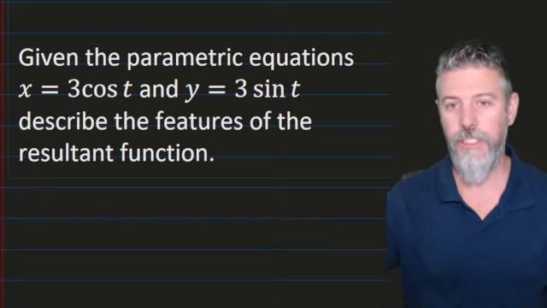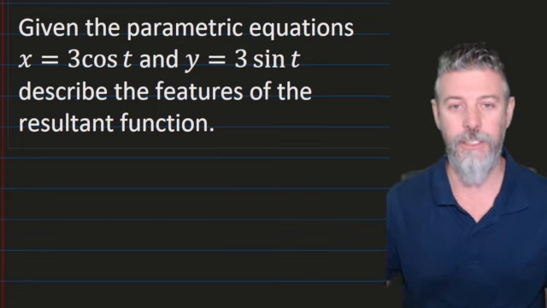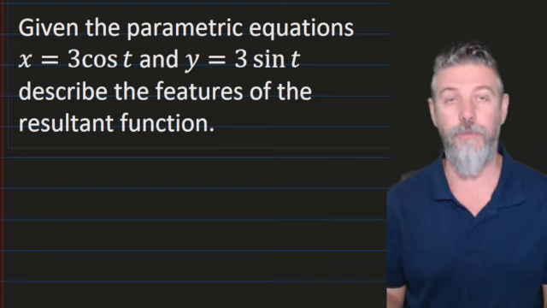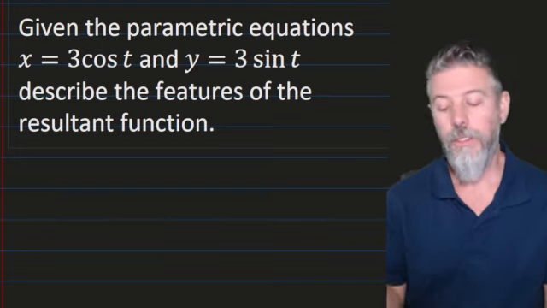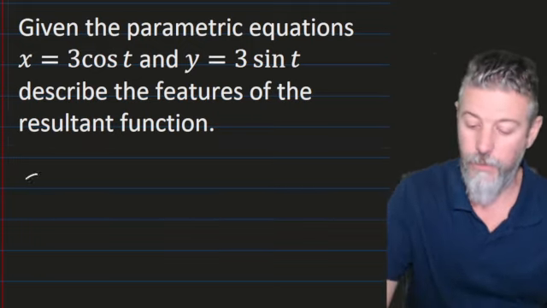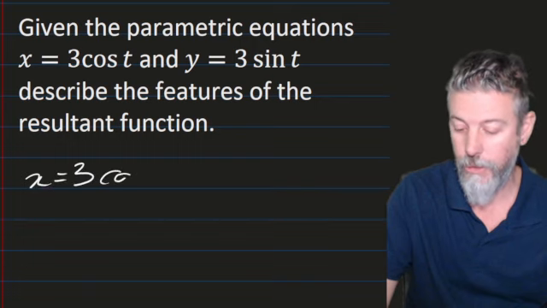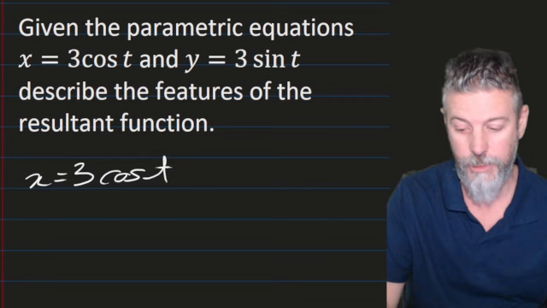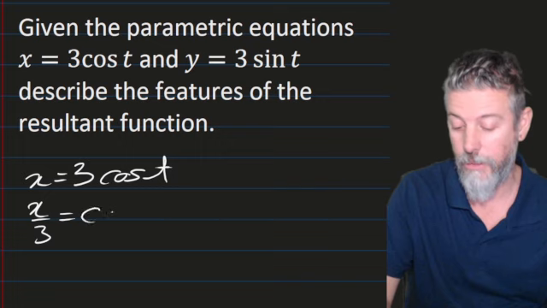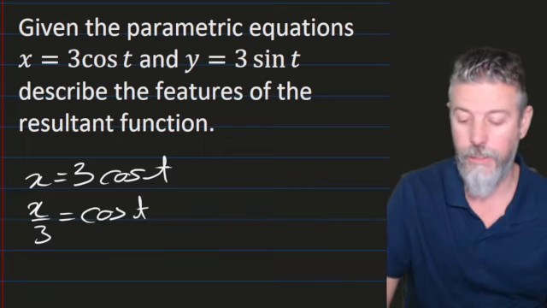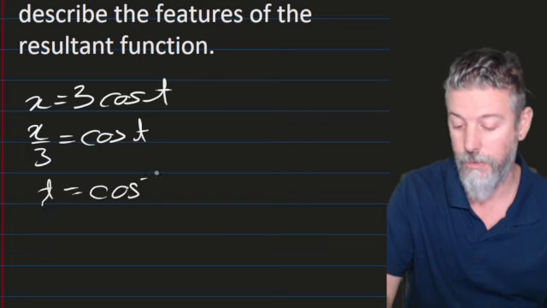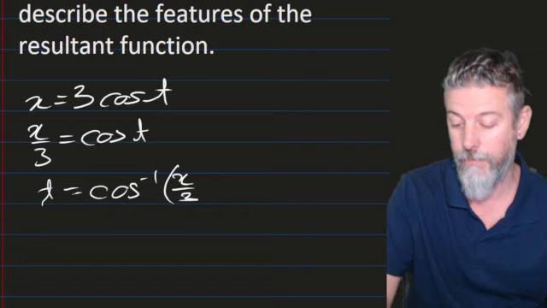Okay, so the question is, given the parametric equations x equals 3 cos t and y equals 3 sin t, describe the features of the resultant function. So let's say we wanted to do this as a substitution method. We've got x equals 3 cos t, and we need to make t the subject. So we get x on 3 equals cos t, and then we do the inverse cos function, and we get t equals the inverse cos of x on 3.